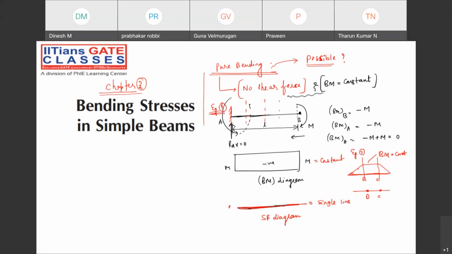This I cannot call pure bending, because the bending moment is varying, and shear force is equal to dM by dx. The moment I have a slope, the shear force will not be 0. If I draw the slope of this diagram for this particular part BC, the slope is 0, so the shear force will be 0. Zero shear force and constant bending moment, that is the condition for pure bending. Are you all understanding?